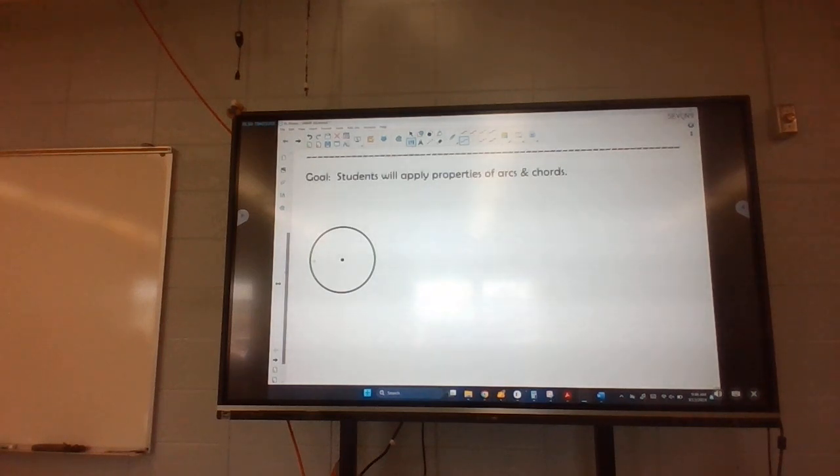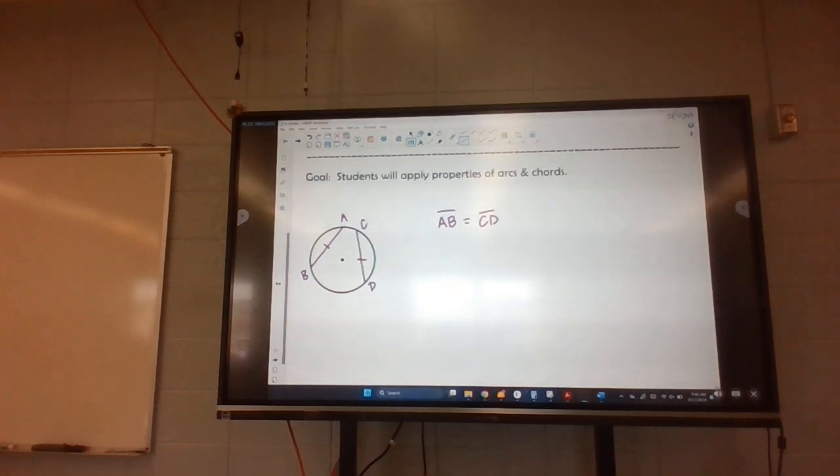So I'm going to draw 2 chords, and I'm going to try to make them look like they're equal, like they're the same length. So these 2 chords are supposed to look equal as best you can.